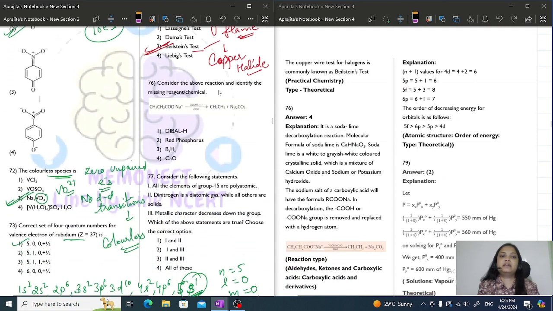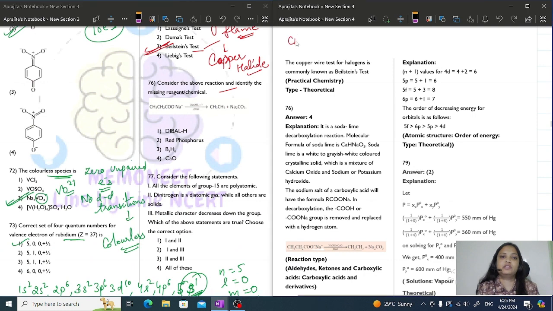Question number 76. Consider the above reaction and identify the missing reagent. So here the reaction is CH3CH2COONa plus NaOH plus whatever is the question mark, heat, gives CH3CH3 plus Na2CO3. So here you can see that there is a loss of CO2. So this reaction is known as decarboxylation reaction.